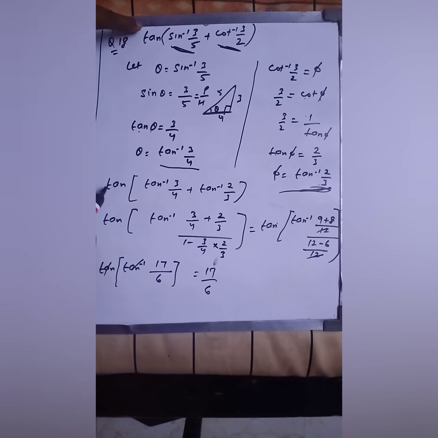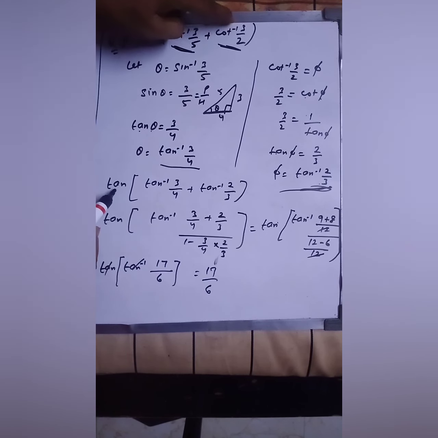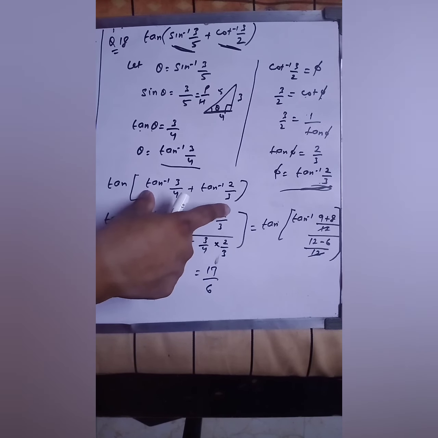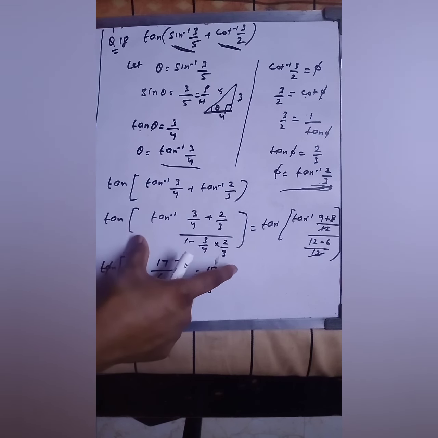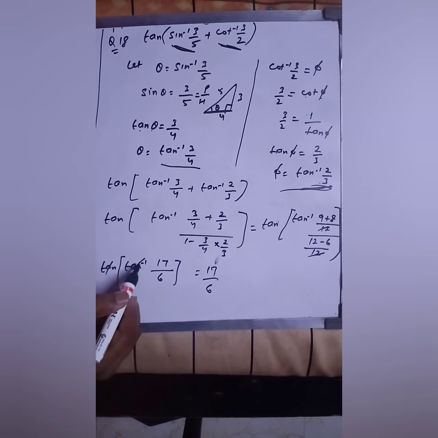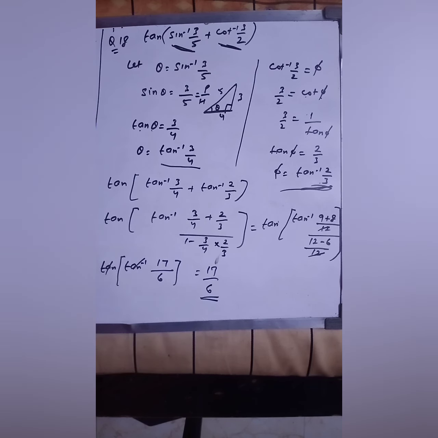So what I'm doing, I'm writing tan, and in place of this, I'm writing tan inverse 3 by 4. So it is tan inverse 3 by 4 plus, and in place of cot inverse 3 by 2, I'm writing tan inverse 2 by 3. So here we can apply the formula, that is tan inverse x plus tan inverse y. So here is the formula. Okay, after doing this calculation, you will get tan inverse 17 by 6, and this tan inverse and tan will cancel out, and you will get 17 by 6. This is the required answer.